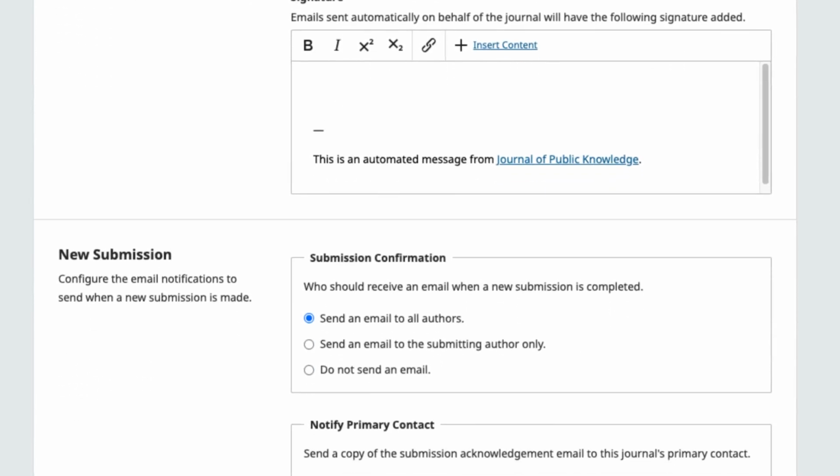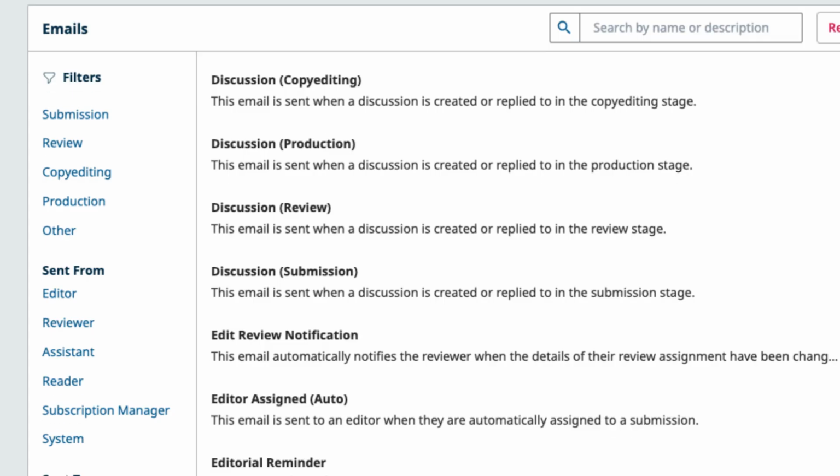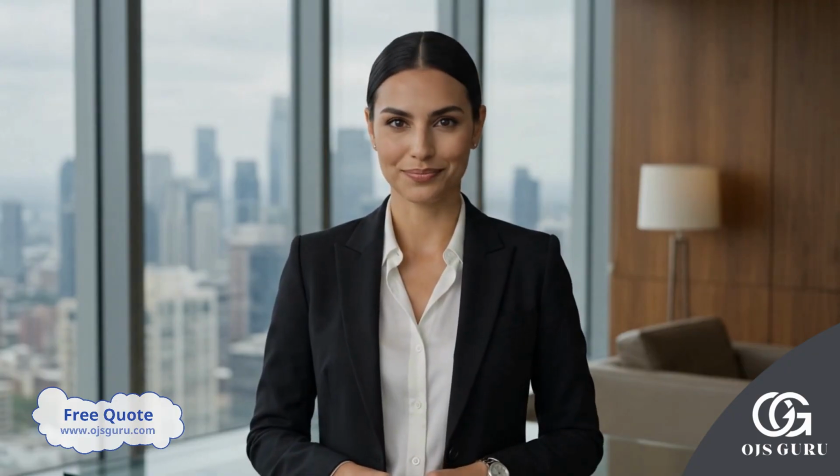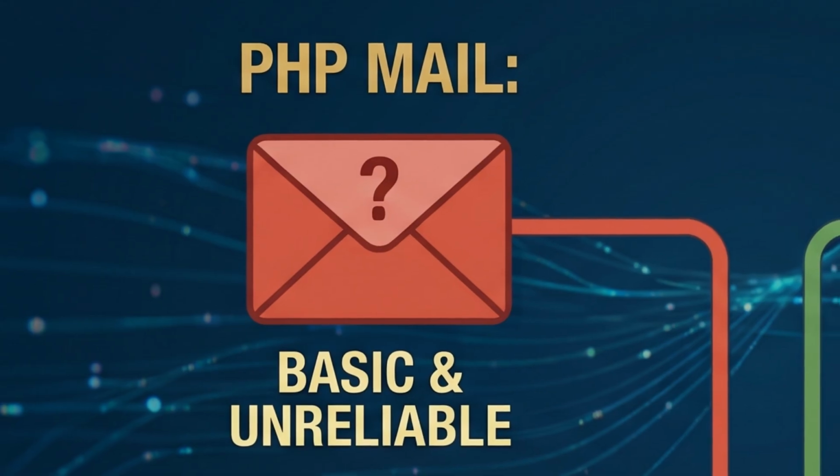OJS sends emails for almost everything: submission confirmations, reviewer invitations, and editorial decisions. If that email system breaks, your entire editorial workflow slows down without anyone realizing why. There are usually 3 places where this breaks down. The first is your server mail function.